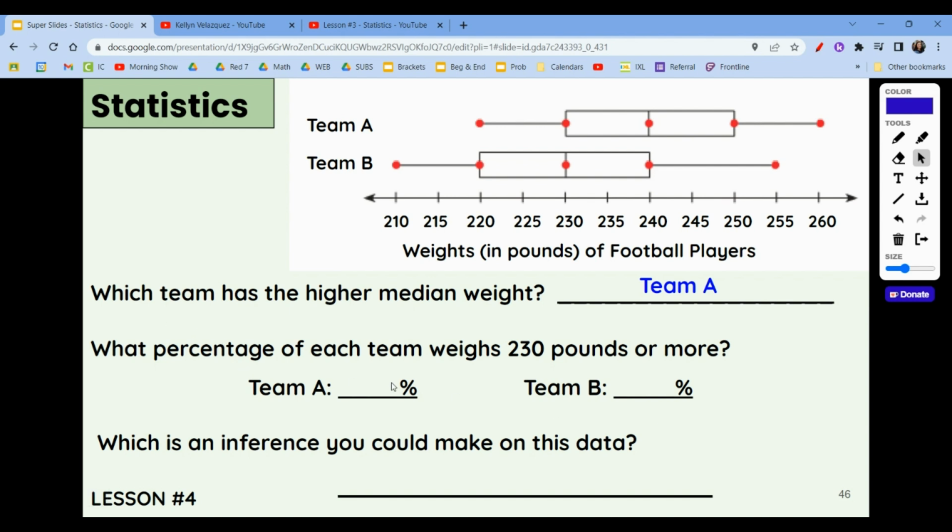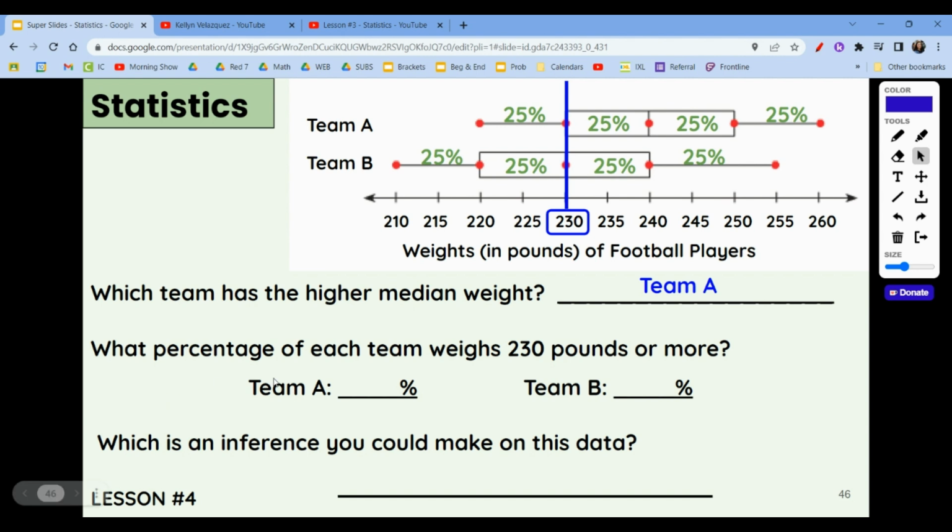What percentage of each team weighs 230 pounds or more? Keep in mind that each quartile of the box and whisker plot is 25%. So here's 230 pounds. Let's draw a vertical line going upwards. Let's talk about team A. What percentage weighs 230 pounds or more? This would add up to 75%. What about team B? What percent is 230 pounds or more? This would add up to 50%.